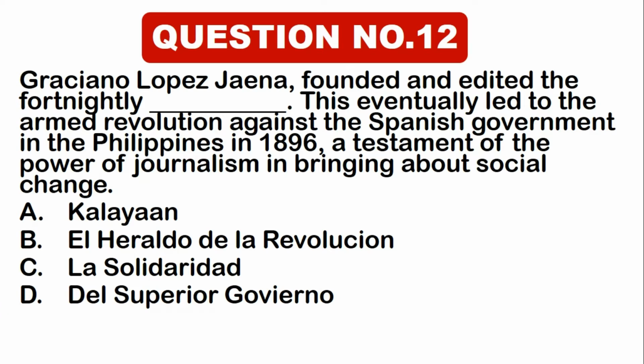Okay, the correct answer is, of course, La Solidaridad. This is a question on journalism. La Solidaridad was a newspaper founded by Graciano Lopez Jaena in Barcelona, Spain. Option A, Kalayaan, was the official organ of Katipunan. El Heraldo de la Revolucion was the official organ of the First Philippine Republic under President Emilio Aguinaldo. So the correct answer here is La Solidaridad, the solidarity.